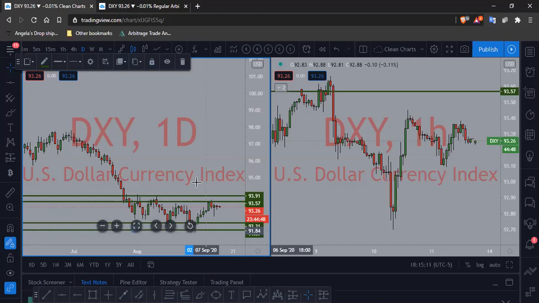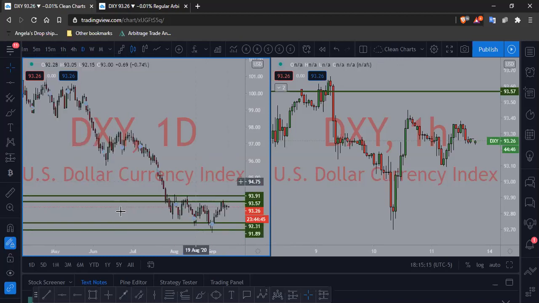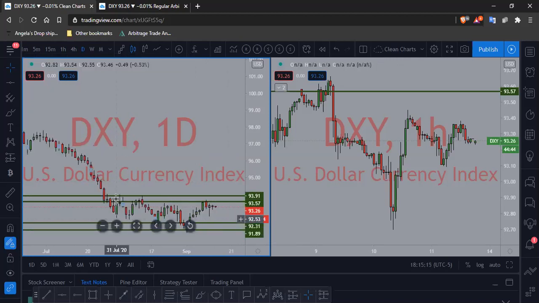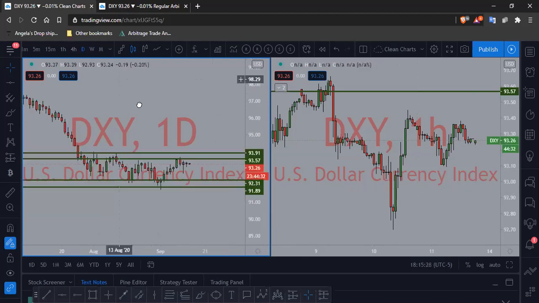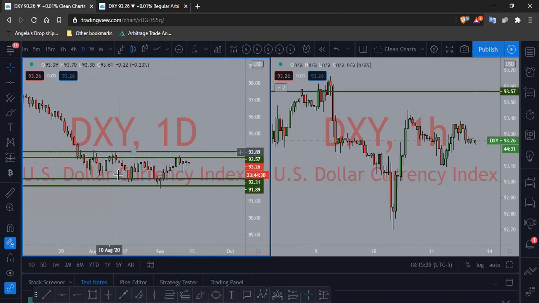Right? And so price has been consolidating between these two zones between July 29th and 14th of September. It's just been hitting this resistance, coming down to this support, hitting this support, or almost hitting this resistance, then coming down to the support, and so on and so forth. It's just been consolidating, right?